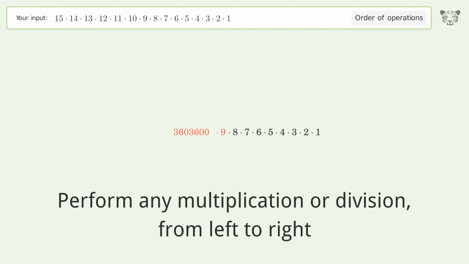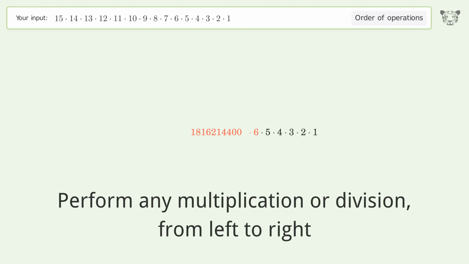3,603,600 times 9 equals 32,432,400. 32,432,400 times 8 equals 259,459,200. 259,459,200 times 7 equals 1,816,214,400.